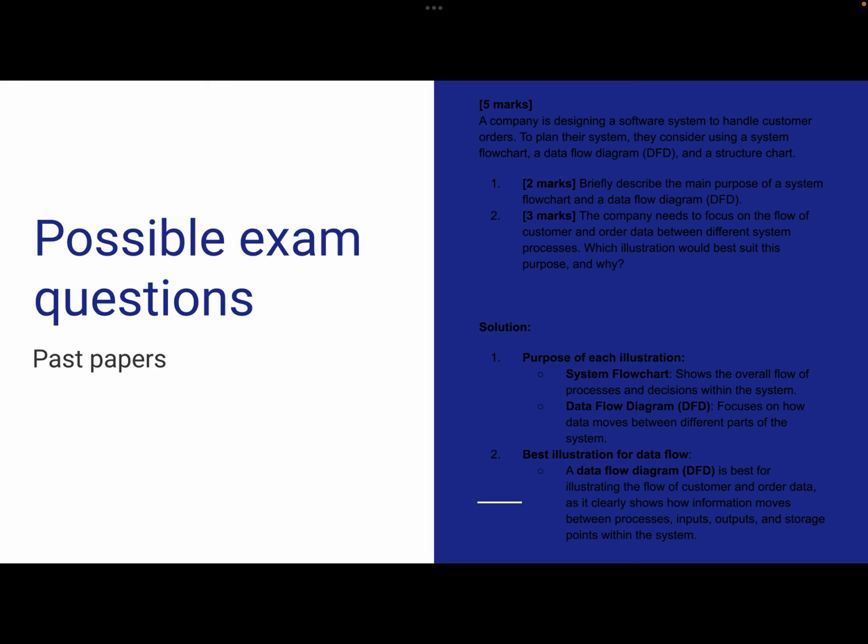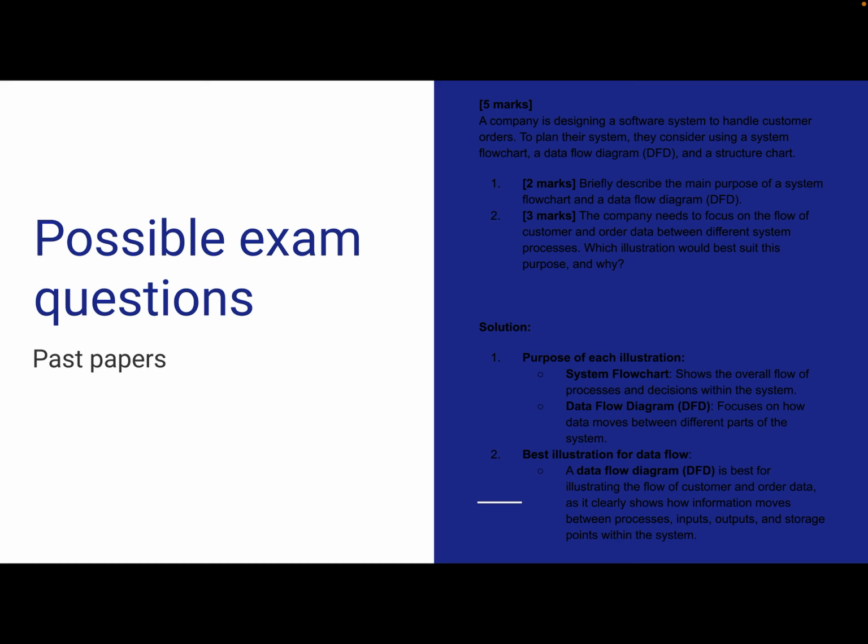So, I'll be presenting a possible past paper question of an exam. This is a 5 marker. A company is designing a software system to handle customer orders. To plan their system, they consider using a system flow chart, a data flow diagram, commonly known as DFD, and a structure chart. The first question is 2 marks. It asks, briefly describe the main purpose of a system flow chart and a data flow diagram.